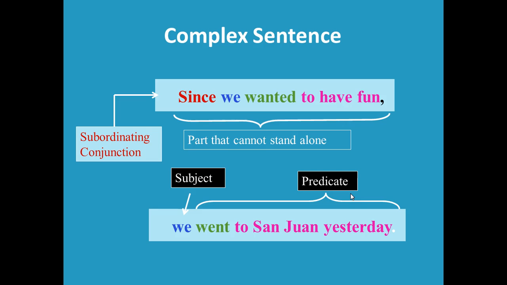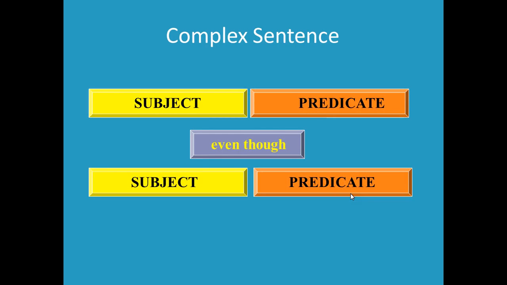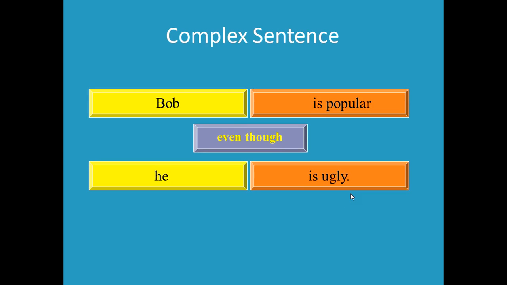The part that can stand alone, which is the independent clause, is "we went to San Juan yesterday." So here we have a complex sentence. Here's the formula for a complex sentence: subject and predicate, even though, subject and predicate. Bob is popular, even though he is ugly.